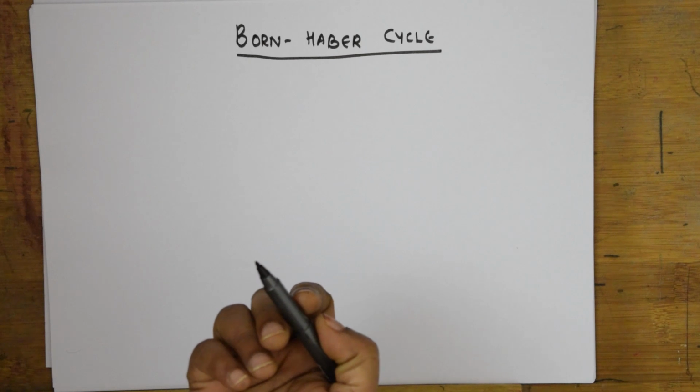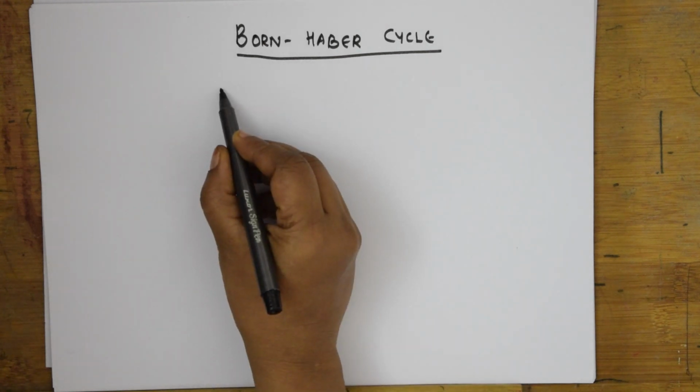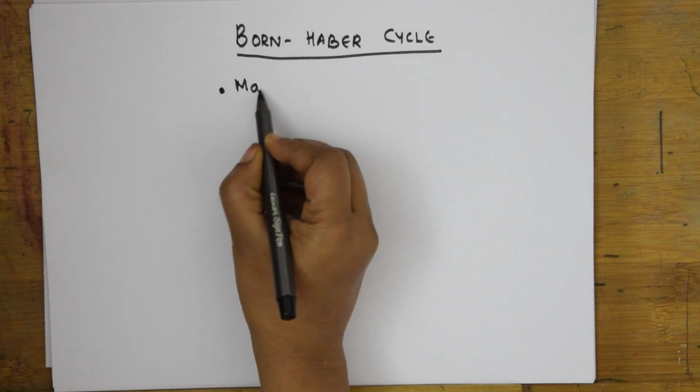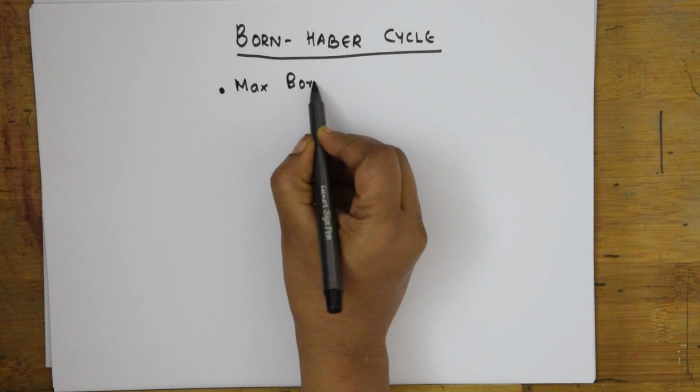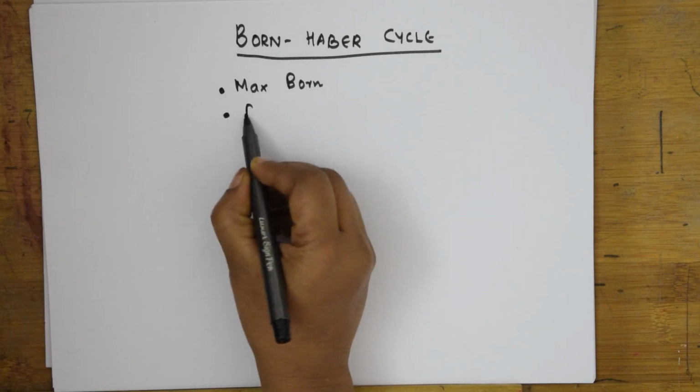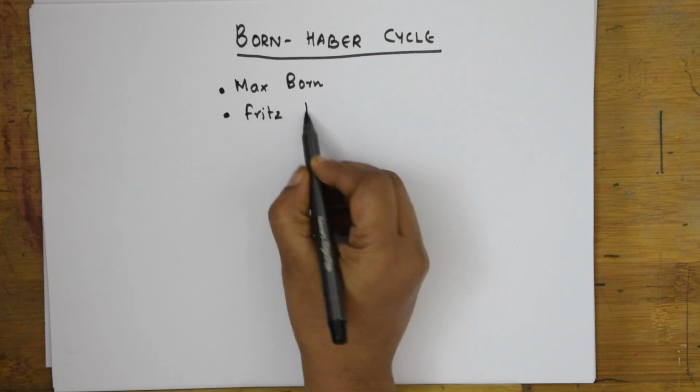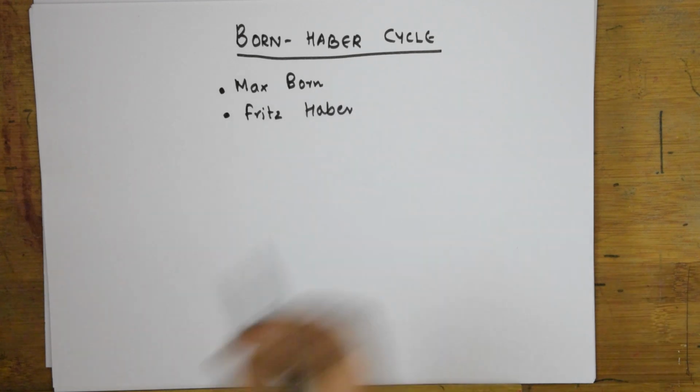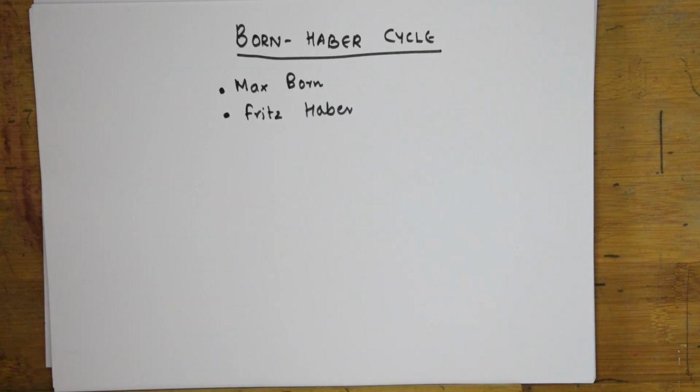So who has introduced this Born-Haber cycle? Basically, it was introduced by Max Born and Fritz Haber. So these were the two scientists who discovered this. So their work is really very, very important. So what did they do? The process which they've discovered describes a method for calculation of lattice energies.